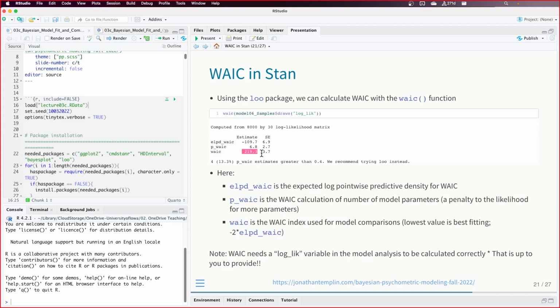But again, look what we get with it. Our information criteria has an index of standard error to it. That's kind of nice. And now we know how much belief we have maybe in the information criteria, which is kind of cool.